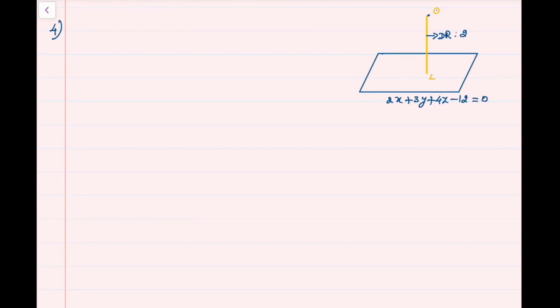Question number 4. In the following cases, find the coordinates of the foot of the perpendicular drawn from the origin. The equation of the plane given is 2x plus 3y plus 4z minus 12 equal to 0. Let O be the origin and L be the foot of the perpendicular. Direction ratios of the normal are the coefficients of x, y, z, which are 2, 3 and 4. Remember, to find a point, always write that point in terms of lambda using the line equation on which it lies, and L lies on OL. Let us write the equation of the straight line OL.